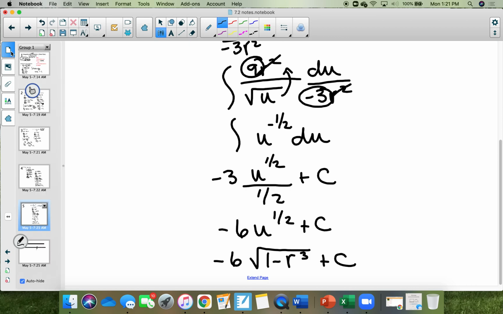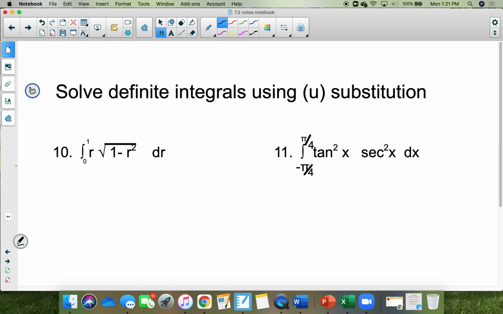Okay, last template. I pretty much did the same thing over and over again. Now what happens when you actually have limits? So what do you do when you have limits? So here we go.